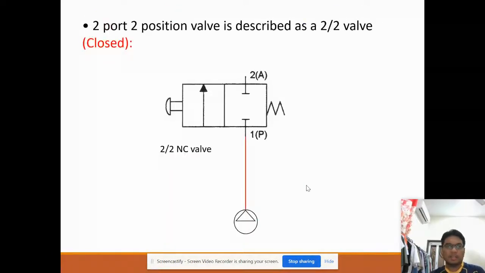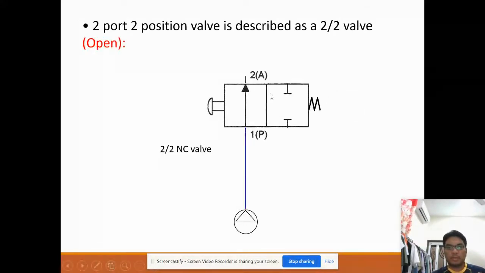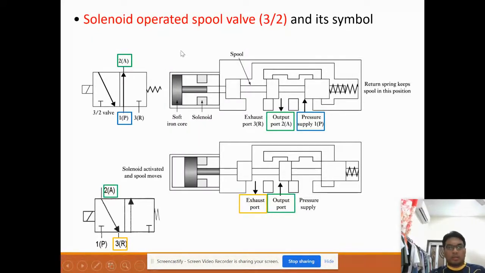So this is the animation of the 2/2 valve in the closed condition. When we open it, it will move. As shown in the visual before this, it has a push button, and the mechanism uses a spring. Let's go to the next one. Previously I showed you the spool, the solenoid operated spool valve, 3/2, and its symbol.